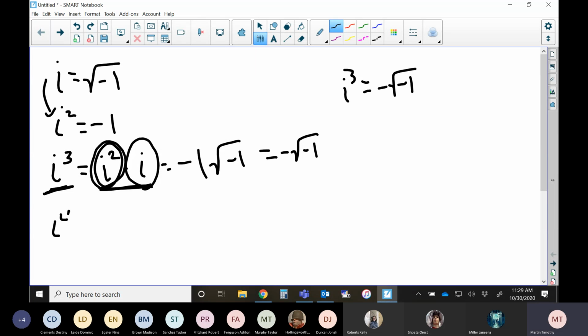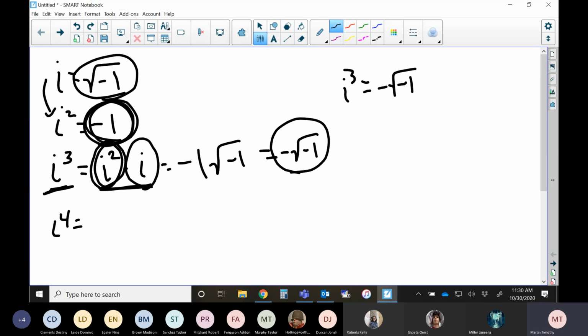i to the fourth. How can I rewrite it? i squared times i squared. Perfect. Why did you pick i squared? Could I have done i to the third times i? It's just simpler. Why? Yeah, you're 100% right, Kelly. Why is it simpler? We know what i squared is. i squared is what? -1. Which is much easier than dealing with this one or this guy.